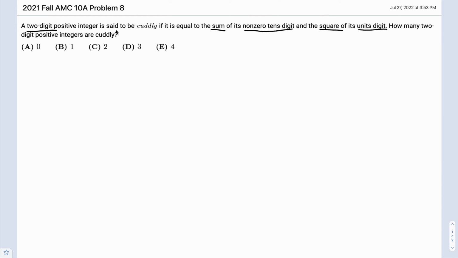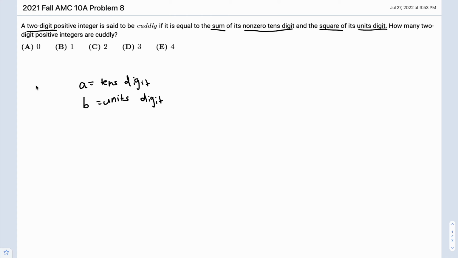Okay, let's turn these words into numbers. First of all, we have to denote a two-digit positive integer in terms of numbers. How would we do this? Well, we denote our tens digit as A, and remember that this is non-zero, and B as our units digit.